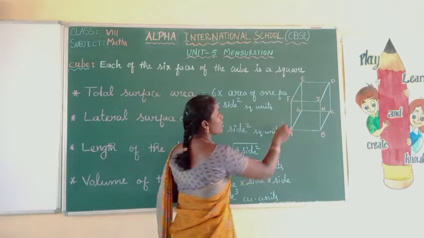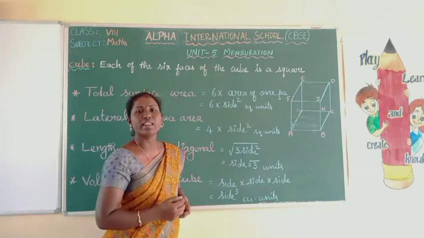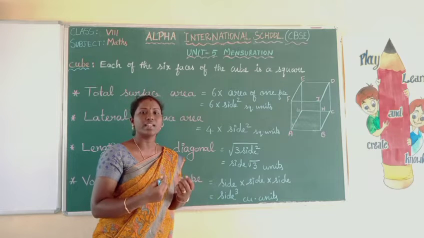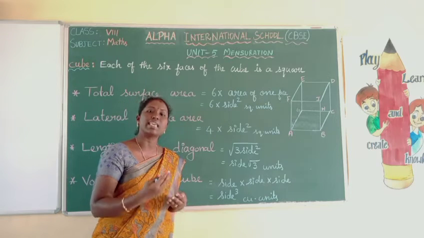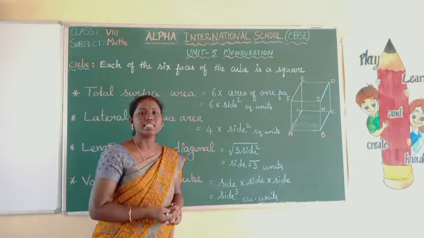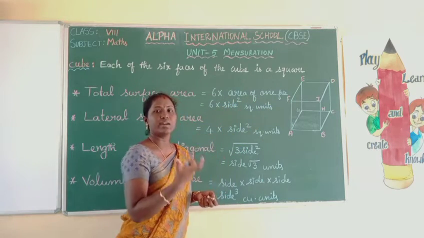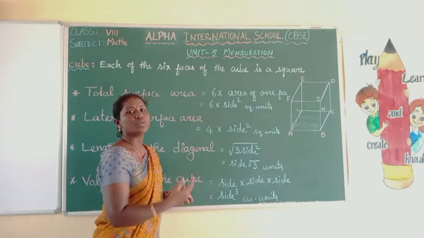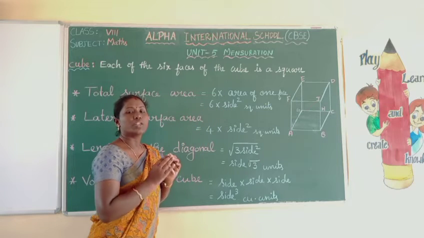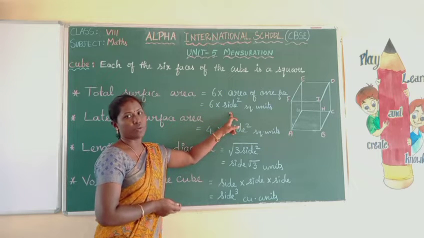What is the area of one face of the cube? One face is in the shape of a square. We know the area of the square is side into side. If the side is a, we can take it as a into a, that is a square. So 6 into the area of one face, and each face is a square, so 6 into side into side, which is side square. So the total surface area of the cube is 6 side square units.